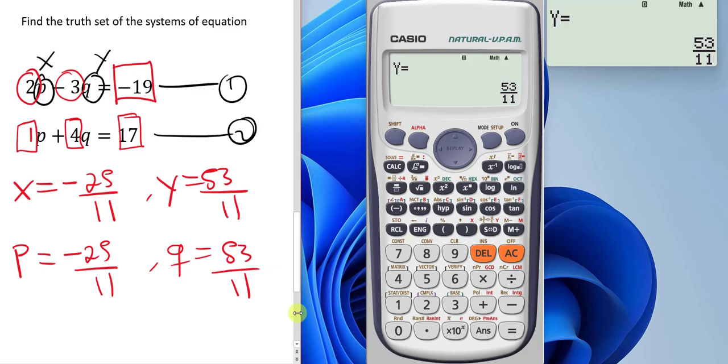So this is how we can use this Casio calculator to solve two linear equations simultaneously.